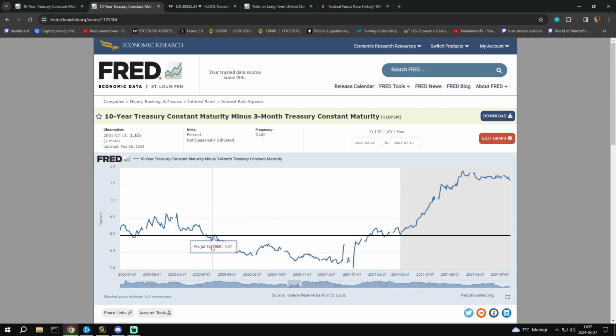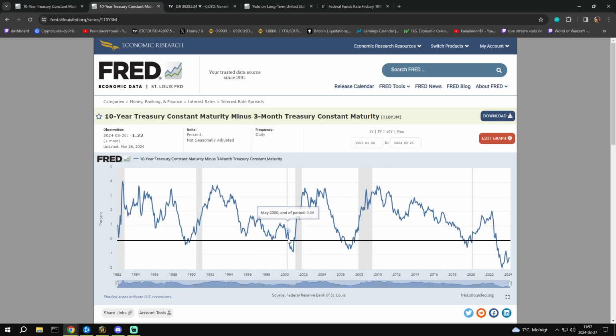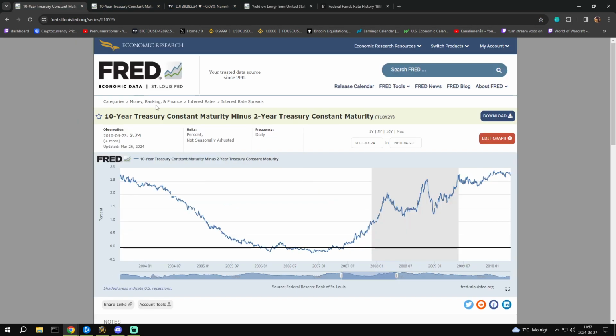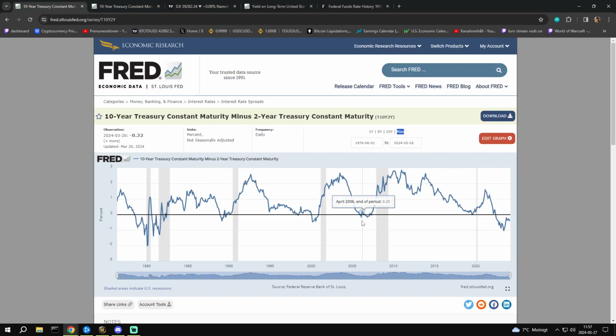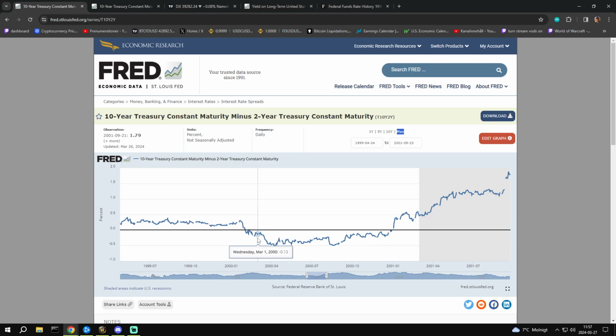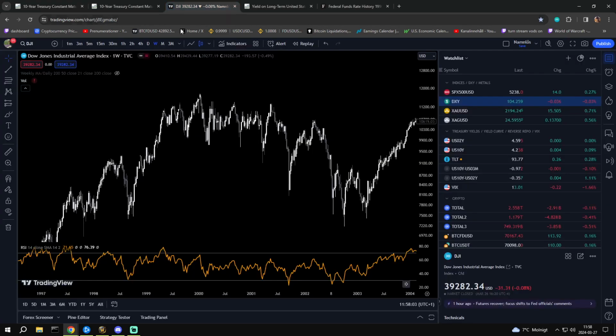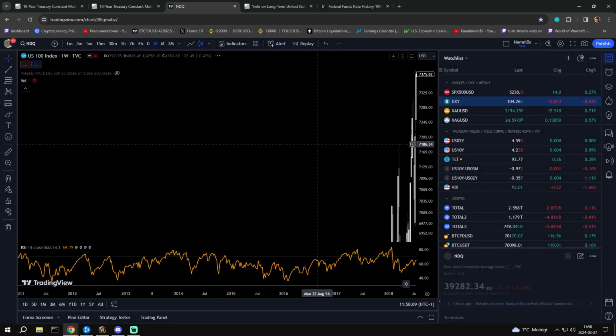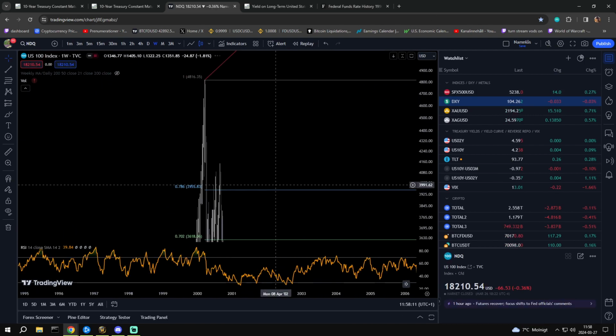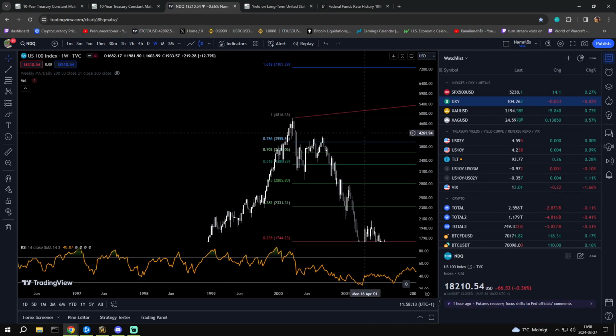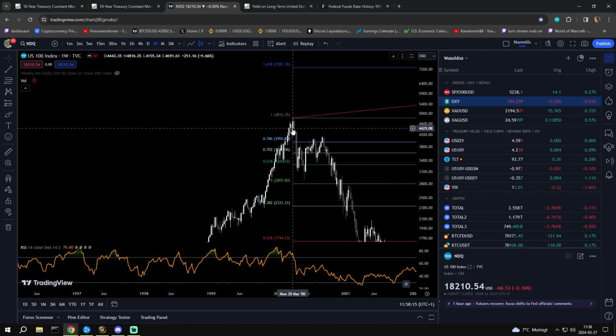The inversion began here in, I'll say, oh, this is the 10-year 3 month. The inversion began here in February of 2000. The markets were topping here. Okay, the Nasdaq literally topped in March 2000. So here it wasn't good to stay in the market.